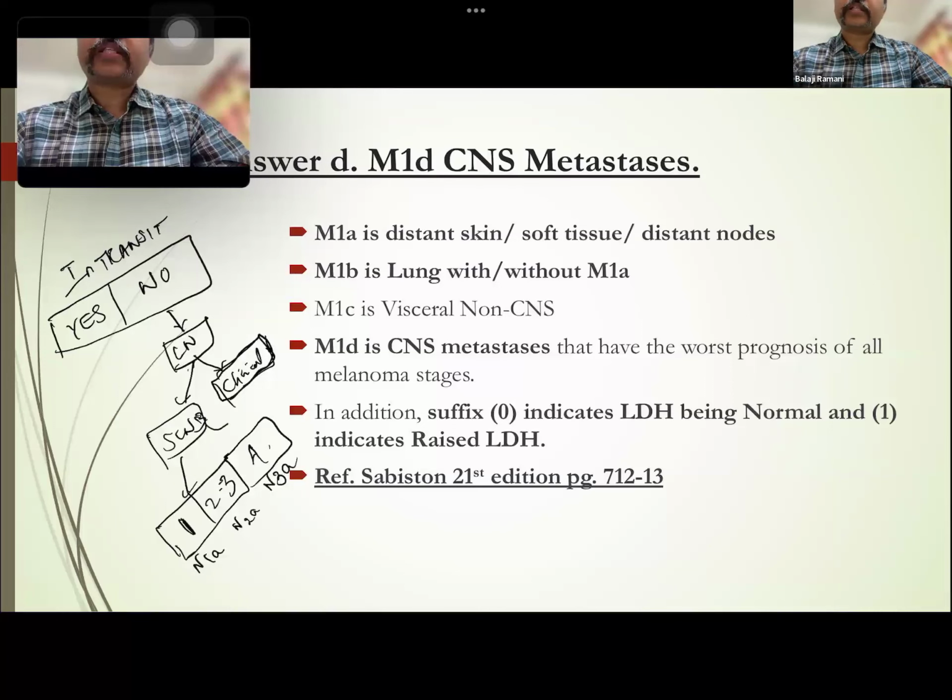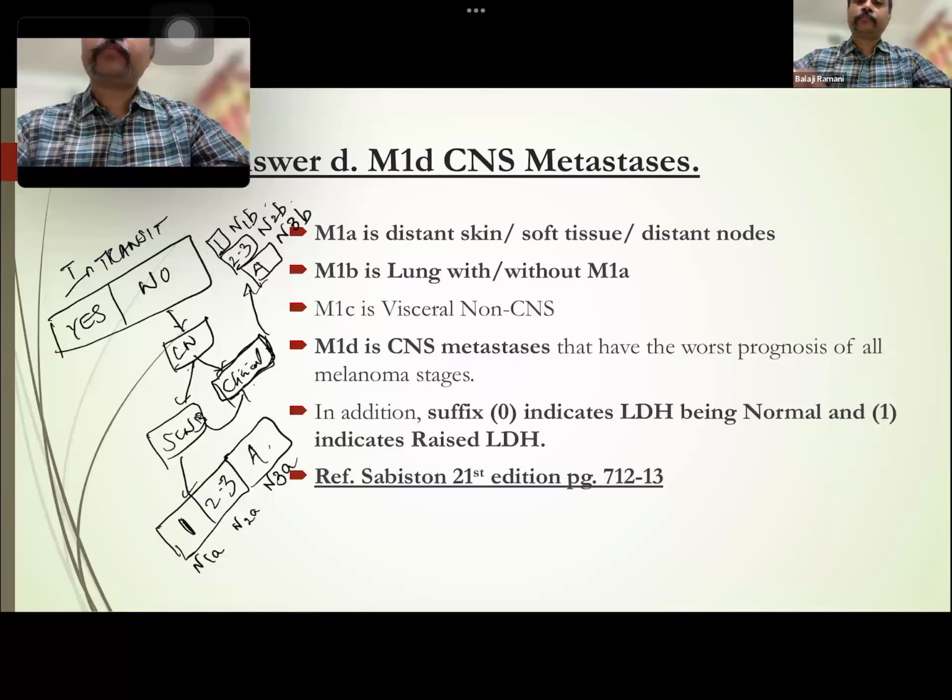So this plus this, when you have both put together, the numbers are: 1 means if it is a single clinical node, the answer is N1B. If it is 2 to 3 nodes, at least one of which is clinical, then the answer is N2B. And then if you have 4 or more nodes, again at least one node is clinical, then it becomes N3B.